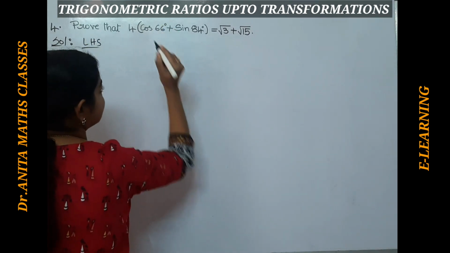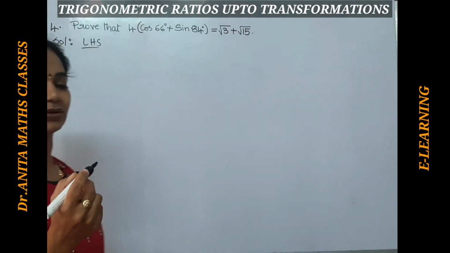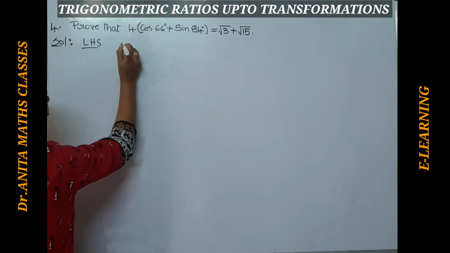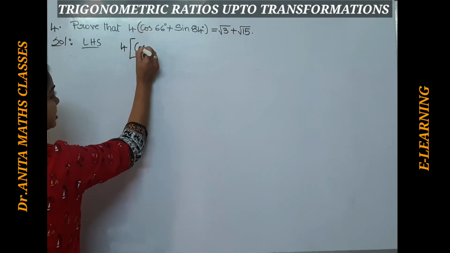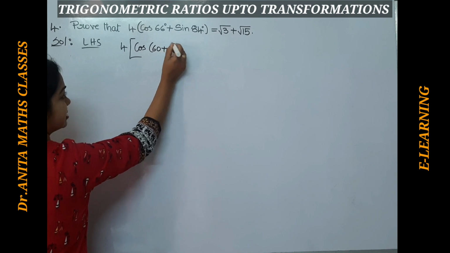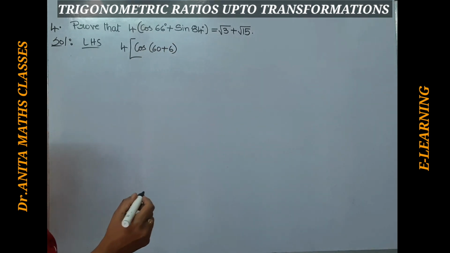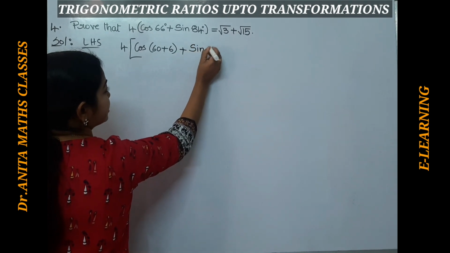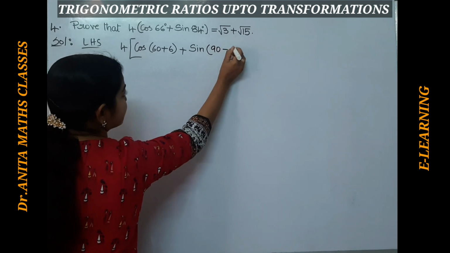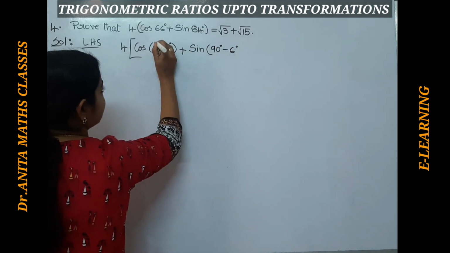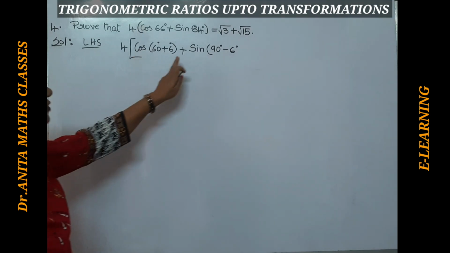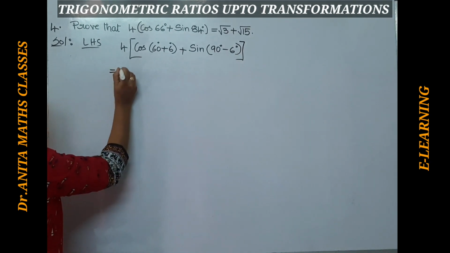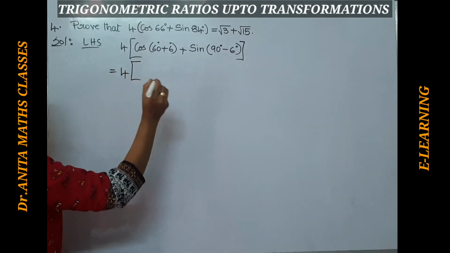So 66, I can write it as cos 60 plus 6, so 4 cos 60 plus 6 degrees. This becomes the compound angles ratio like cos A plus B. Now here sine of 84, we can write it as sine, known value is 90, 90 minus 6. Some similarity here, 6 is there. So I've written 84 as 90 minus 6.